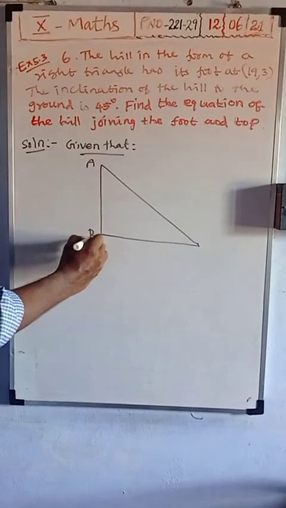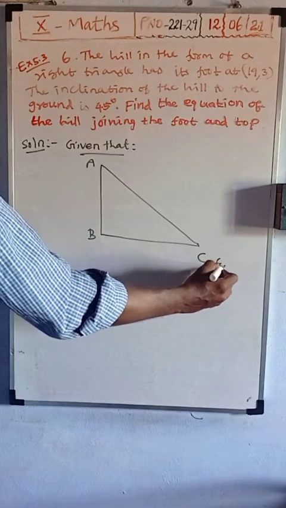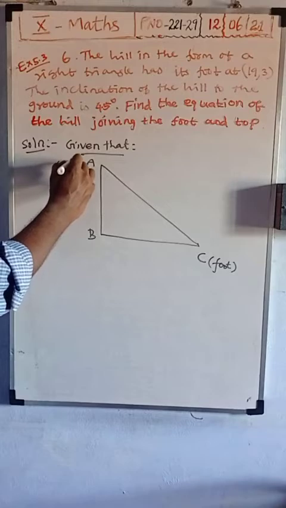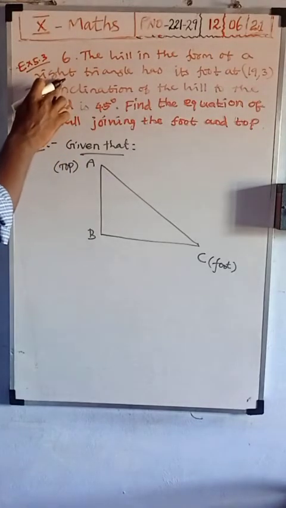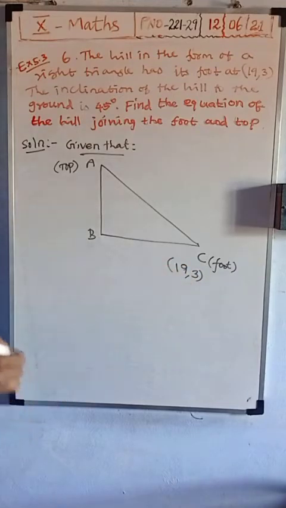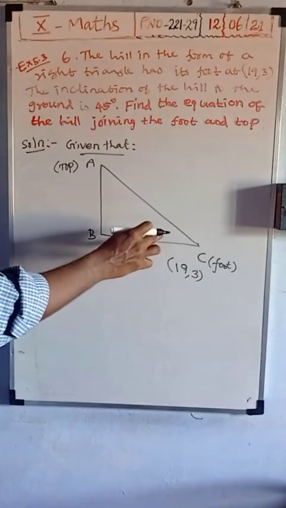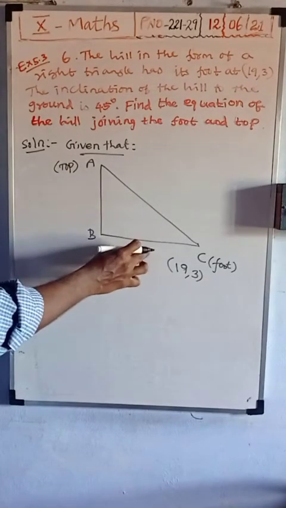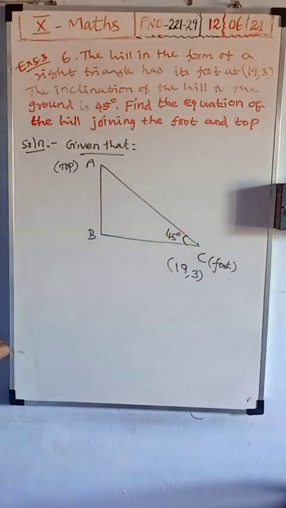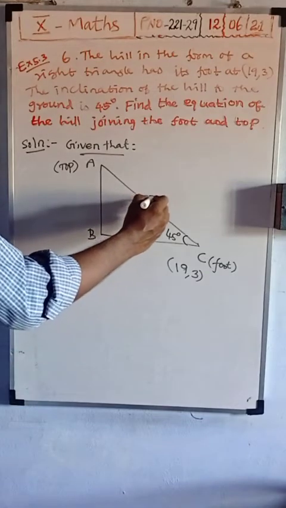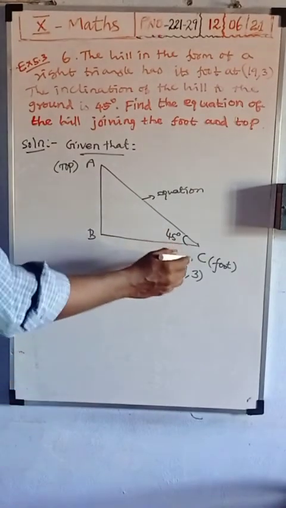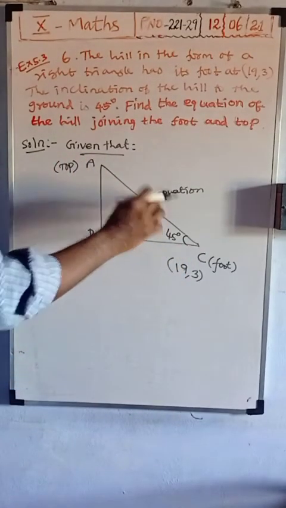This is A, B, C. So this is the foot of the hill. Okay, this is the top. The hill is in the form of a right angle triangle, and the foot at this point is given as 19,3. The inclination of the hill to the ground, this BC is the ground, is given as 45 degrees. Then find the equation of the hill joining the foot and the top. This equation only we want to find.